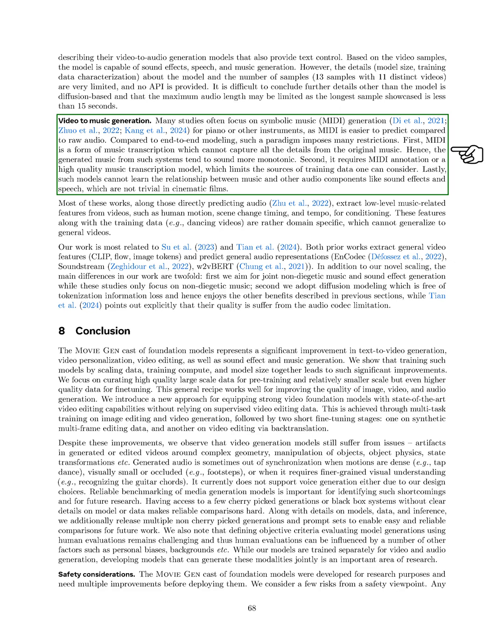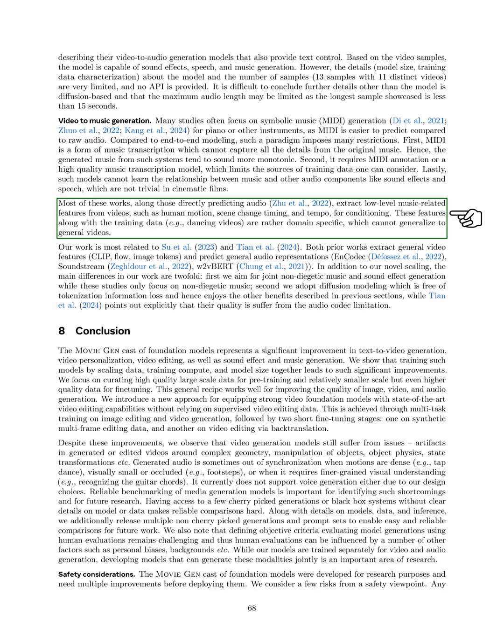We also touch on video to music generation, where many studies focus on symbolic music generation, like MIDI, which is easier to predict than raw audio. However, this approach has limitations, such as not capturing all musical details and requiring high-quality transcription models. Most existing works extract low-level features from videos, which are often too specific to generalize well.